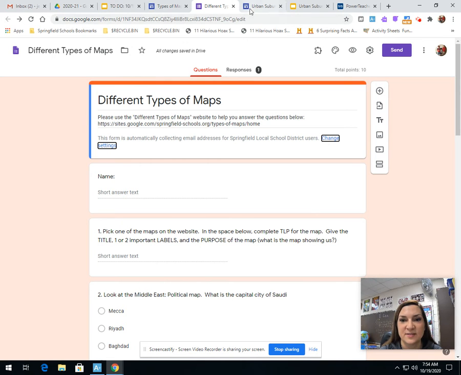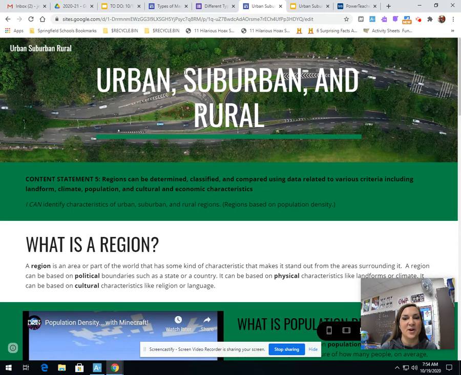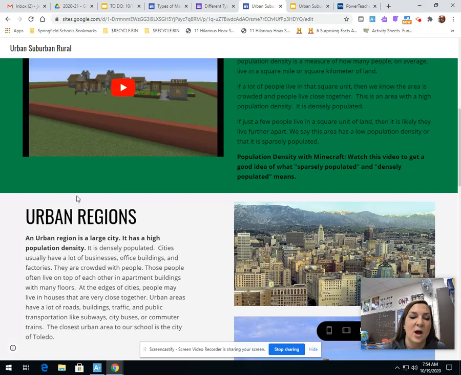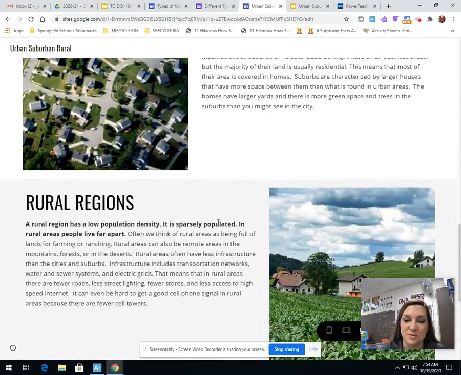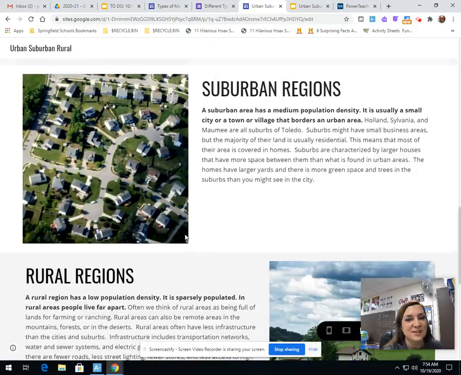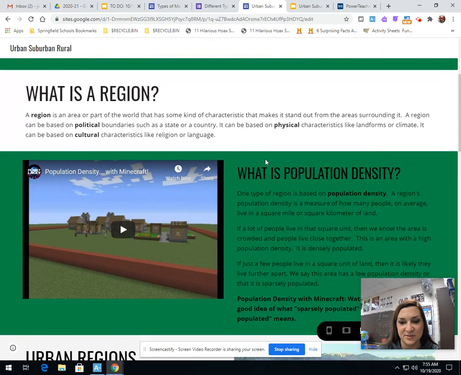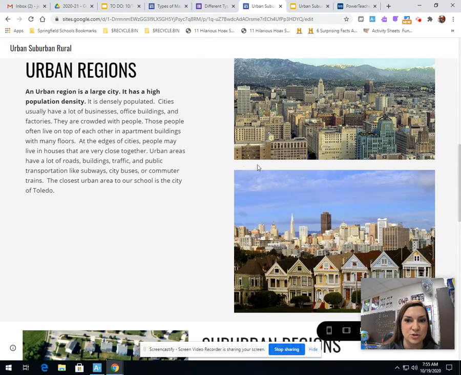So once you finish this, your second assignment for the week is to come and take a look at a website that's titled Urban, Suburban, and Rural. Since we're talking about maps and getting into regions, it's important to understand what those terms mean. What is a region? What are urban regions, suburban regions, and rural regions? Those are especially important when we're looking at population density maps. So I even have a little blurb in here to go more over what is population density. So on this website, again, watch any videos that you see linked, anything like that. Pay attention to the pictures.